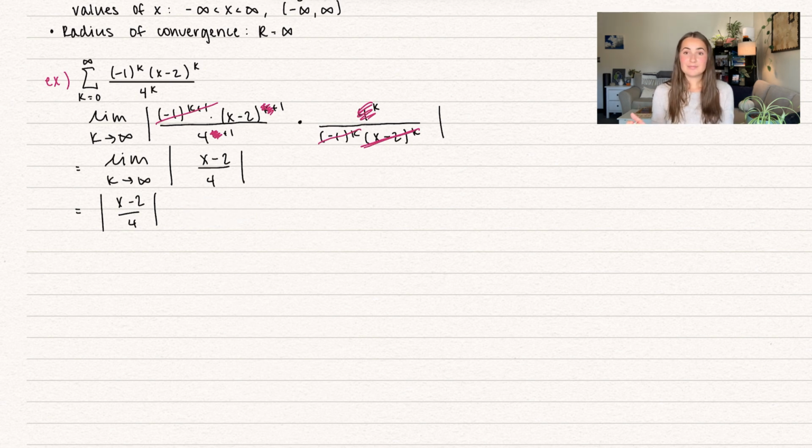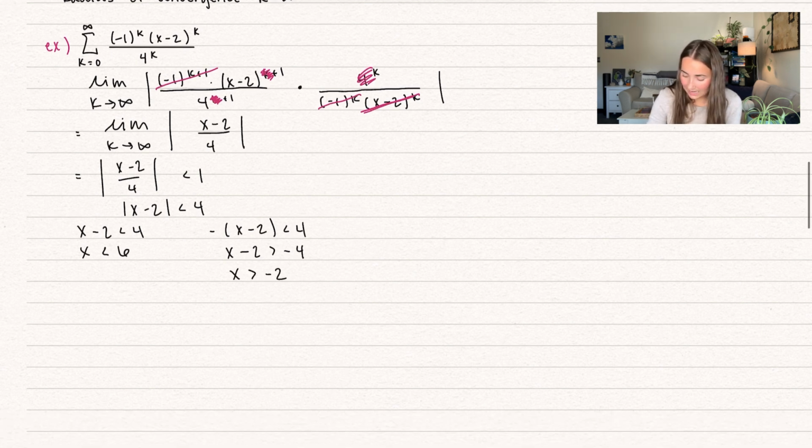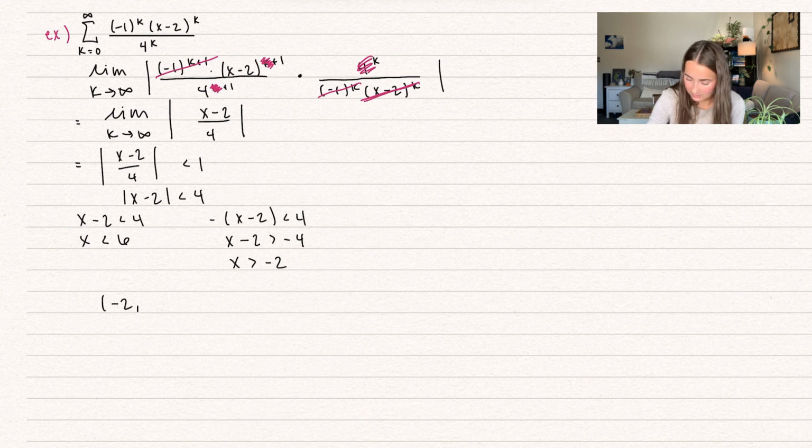So now we can find our x values, right? Because we want this to be less than 1. So what we can do first is multiply that 4 over. So we get the absolute value of x - 2 is less than 4. And now we're going to have two cases, right? x - 2 is less than 4, and we have -(x - 2) is less than 4. So if I add over 2, I get x is less than 6. And here I'm going to multiply by negative 1, so I have to swap the sign and we get -4. And now I'm going to add 2 over, so I get x is greater than -2. So right now I have the interval from -2 to 6.